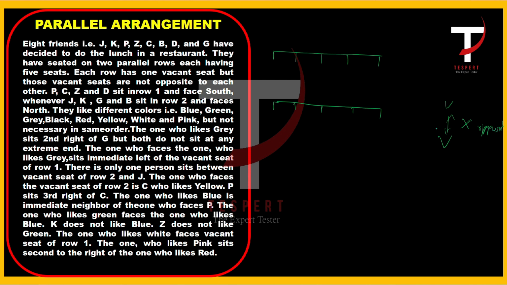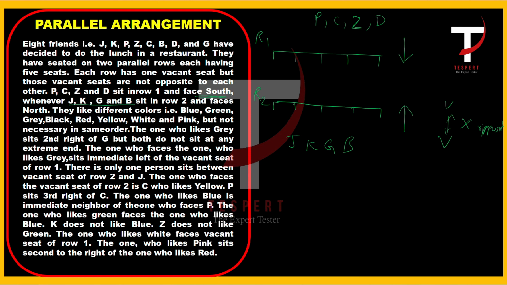P, C, Z and D sit in row 1. So this is row 1 and this is row 2. Z, K, G and B sit in row 2 and face north direction. The row 2 members face north direction and row 1 members face south direction. Okay, so it is given face south direction.